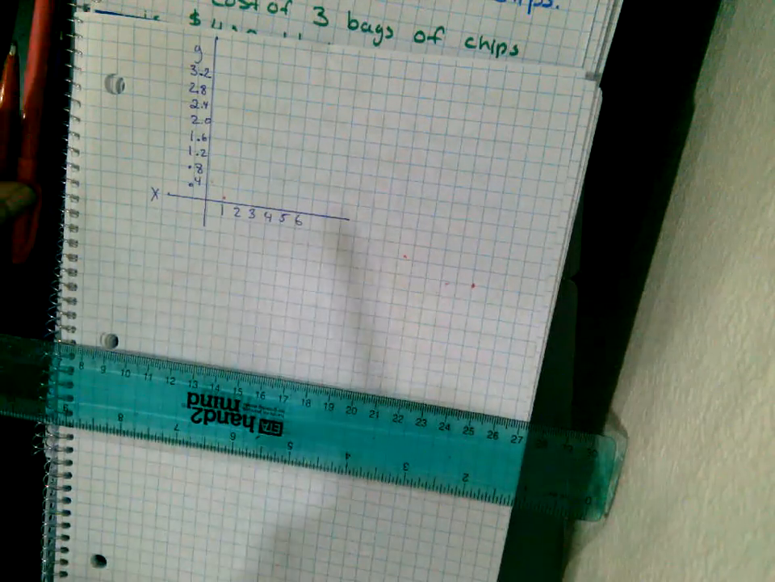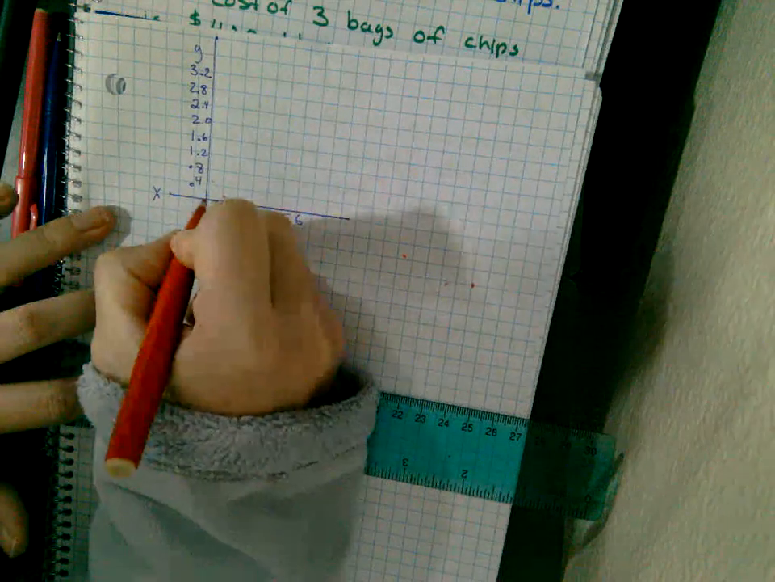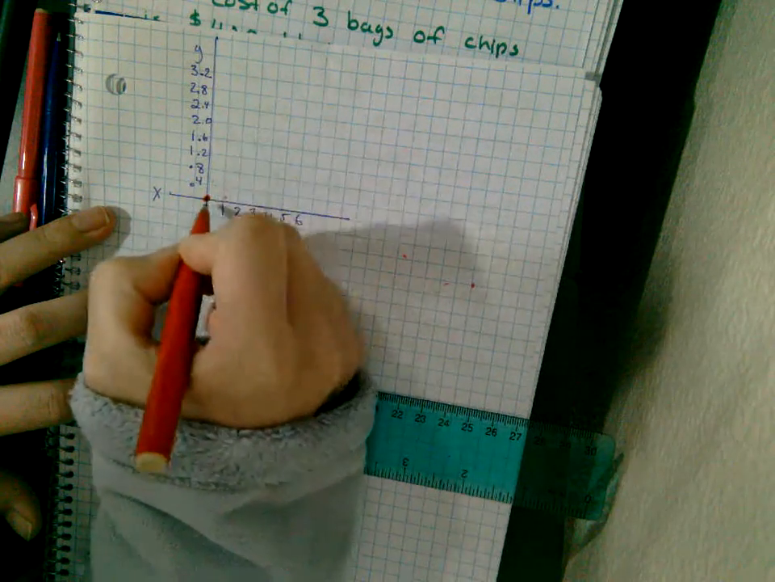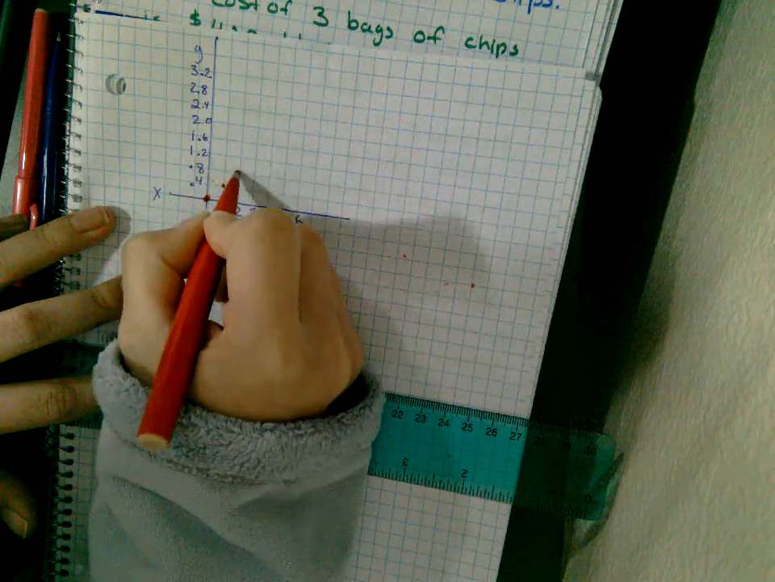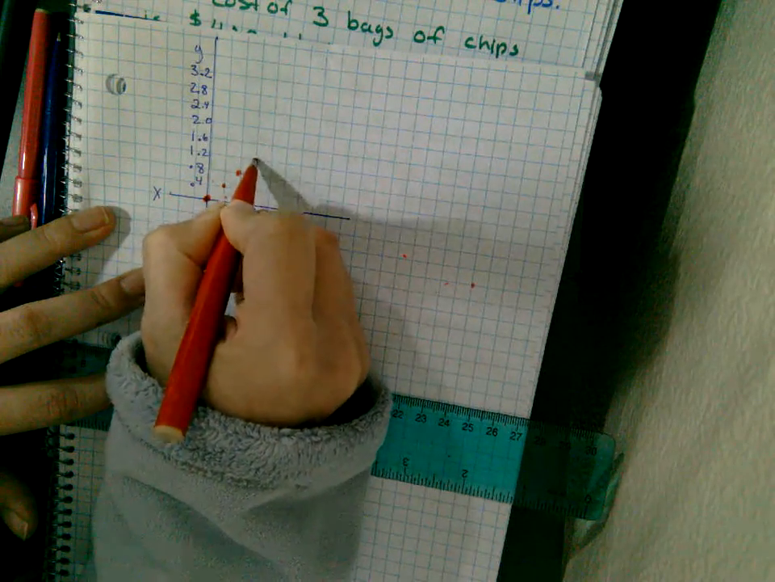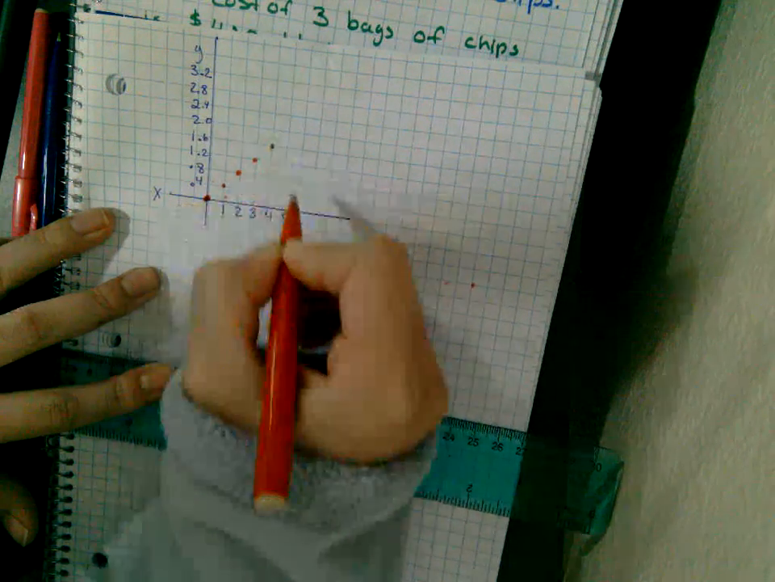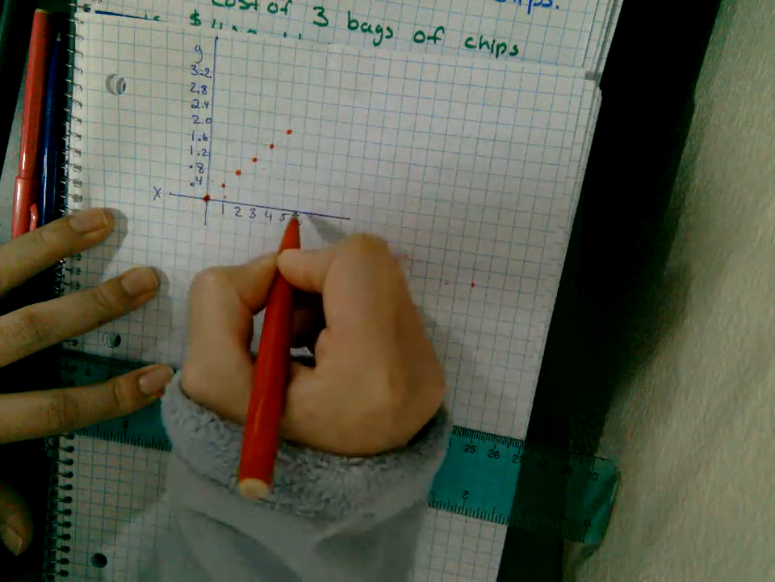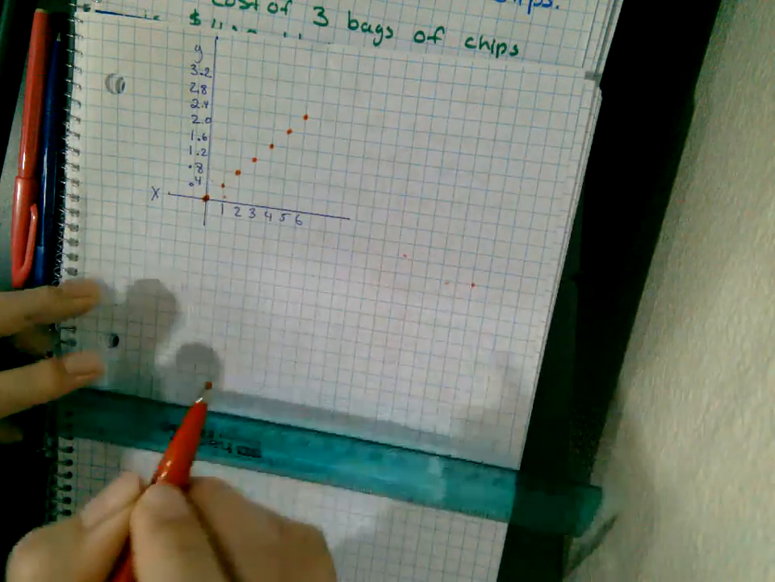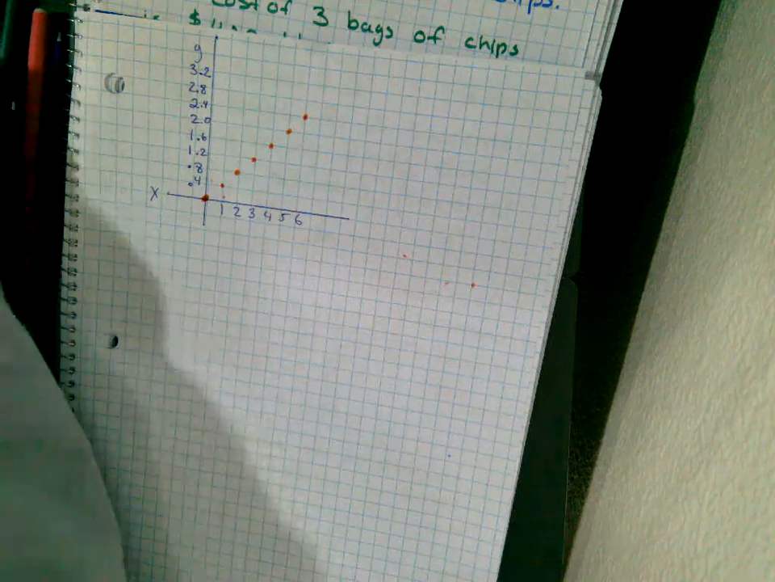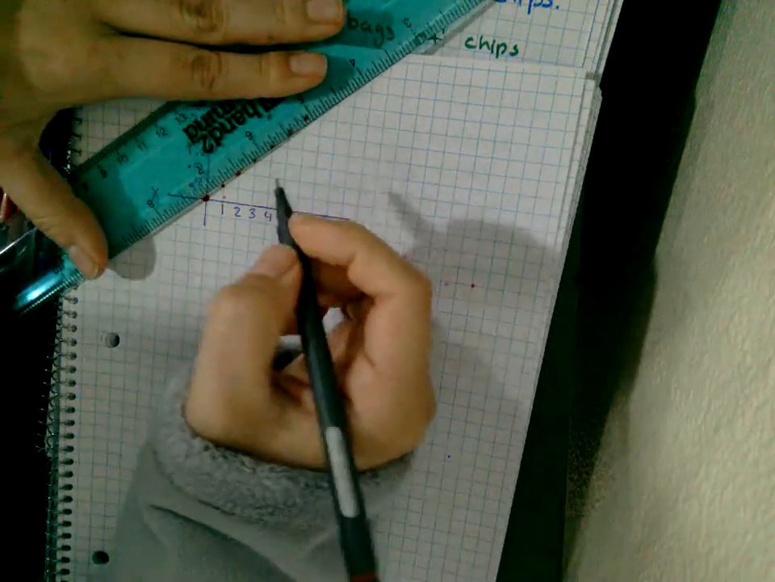The first dot is 0, 0. Do not forget 0, 0. It's actually a very, very important dot. 1, 0.4, 2, 0.8, 3, 1.20, 4, 5, 6. I'm going to connect the dots.